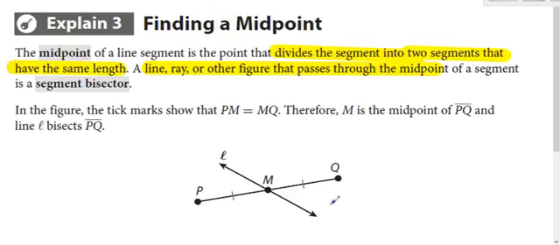So these little marks right here, they're called tick marks. They're used to show that things have equal length. If they don't have those marks, then they don't necessarily have equal length. So here, PM is the same length as MQ. They are the same length, so they have those tick marks, which means M is the midpoint. Since line L goes through the midpoint, it is a bisector. It bisects the segment PQ.